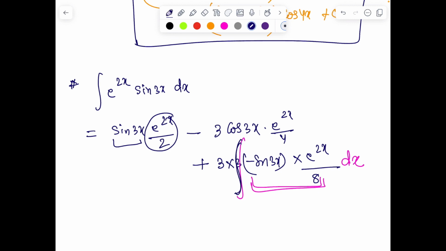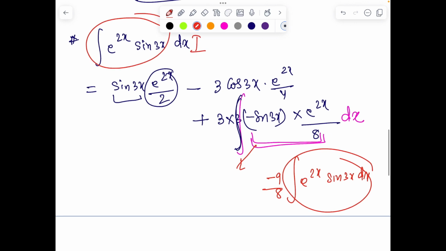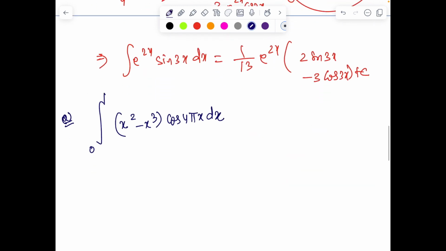So if I want to stop at the third step, I have to take integration of this, right? So this integration is nothing but minus 9 by 8 integral of e to the power 2x sine 3x dx, and this is back to I. So if I suppose this is I, this is back to I. So hence we got 13 by 4 I is half e to the power 2x sine 3x of this integral. Again, in one line, how we can do it?